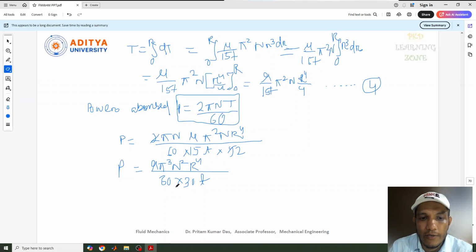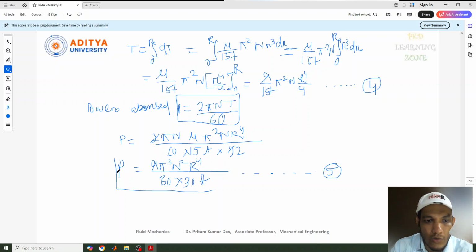If you see what terms are there: mu is there, n is there, r is there, t is there. So these are the parameters involved in this, as I told in the starting. Let's correlate with this, and this is the final equation. We can give it equation number 5. This is equation number 5: the power absorbed is mu pi cube n square r to the power 4 divided by 60 into 30 t.